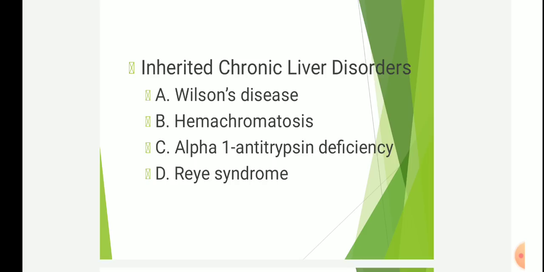Coming on to inherited chronic liver disorders. So, what are all these? Basically, Wilson's disease, hemochromatosis, alpha 1 antitrypsin deficiency are the proper inherited chronic liver disorders. And then even Reye's syndrome can be included under this. These could be a 3 marks question for you in the exams. Moving on to the first entity among these, Wilson's disease.